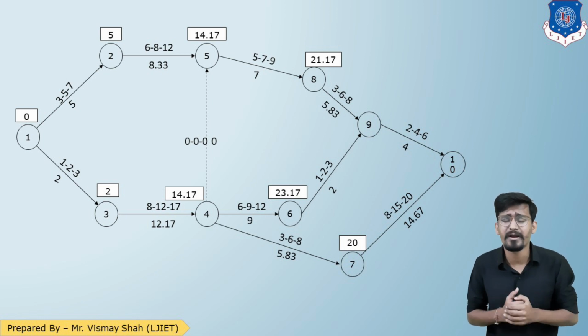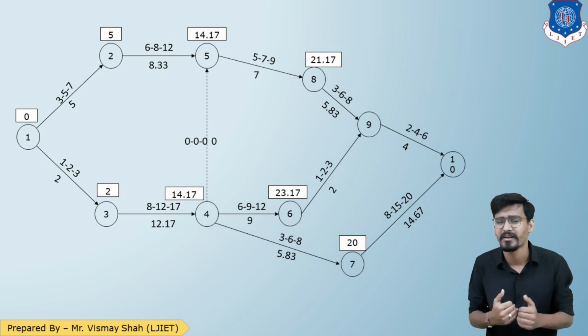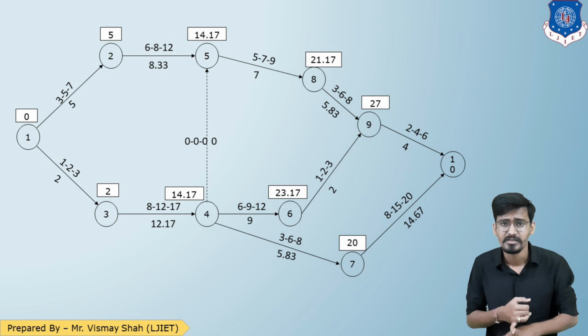Now let us talk about event number 9. To reach event number 9, there are two ways, 6 to 9 and 8 to 9. If I go from 6 to 9, 23 plus 2, that is 25.17. But if I go from 8 to 9, I'll get 21.17 plus 5.83, 27. So 25.17 and 27. What is greater? 27. So I'll consider 27. So that is my event number 9.